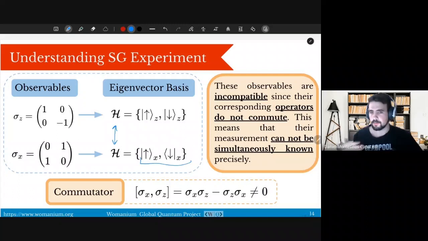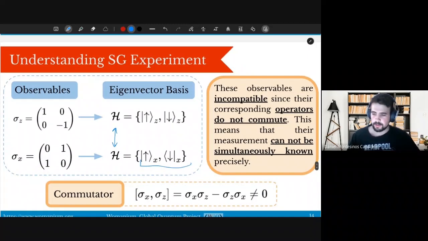Because remember that you can have different bases in your Hilbert space. So a fundamental and important thing, and the reason the experiment looks so strange, is that these operators don't commute. These are operators that represent physical quantities, but they don't commute. Sigma z is different from sigma x, right?